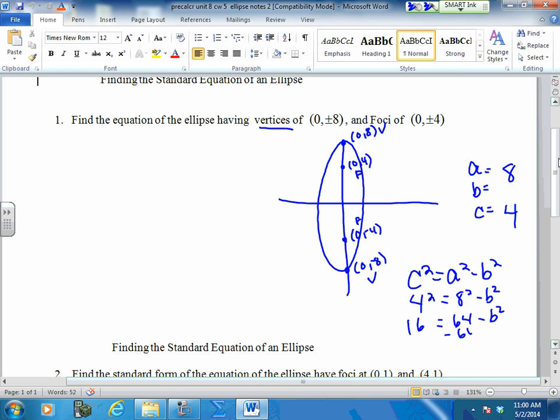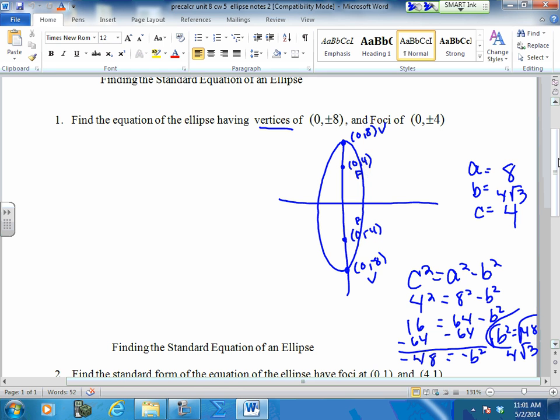Now I'm going to subtract 64 from both sides. And I'm going to get what? Negative 48 is equal to negative B squared. So divide by negative 1. So B squared equals 48. And take the square root. Whoops. Gotta reduce. So perfect square, not so perfect square. If I divide by 2, I get 2 and 24. Divide by 3, what do we get? 16 and 3. So B is 4 radical 3.